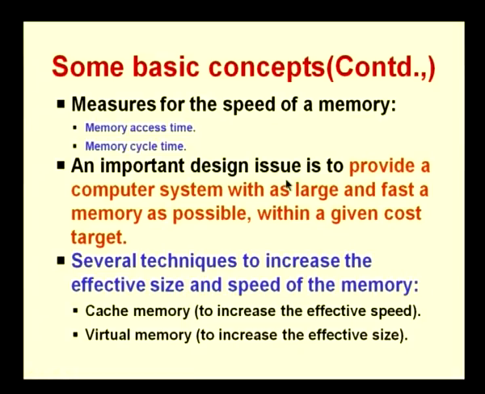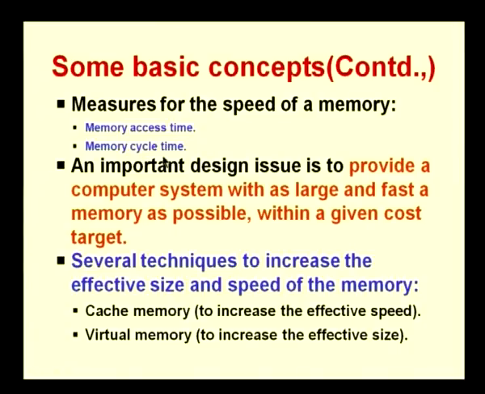Another important design issue is to provide a computer system with as large and fast a memory as possible within a given cost target. So, what we need to understand is, I have got some amount of memory that can be stored, I give you one device, and that device has some capacity. What will be the cost of this particular device and how fast can I access data from it? Again, access time and cycle time are important factors. How large is my memory system, how fast can I access it, and what is the cost? This is a very important aspect.